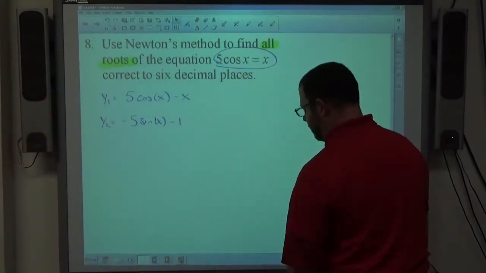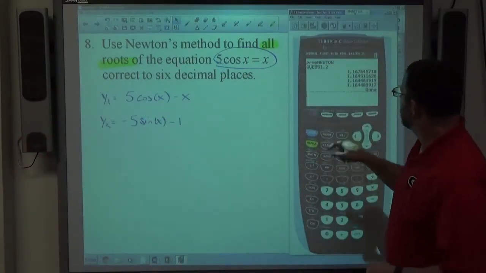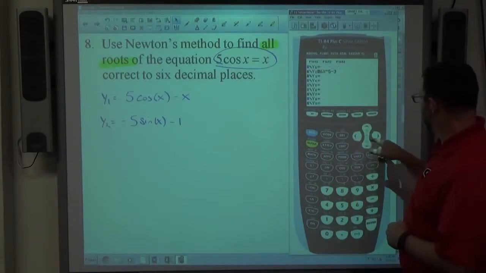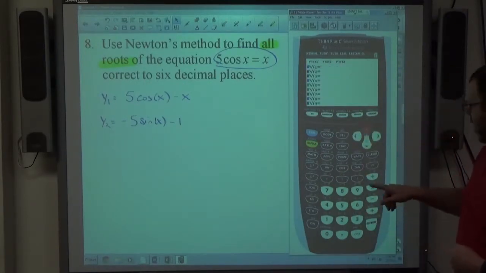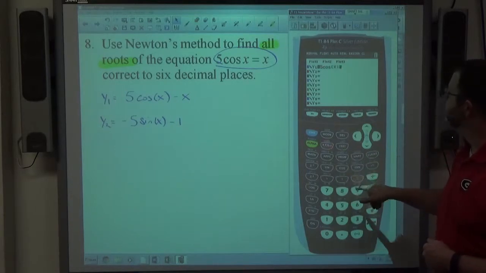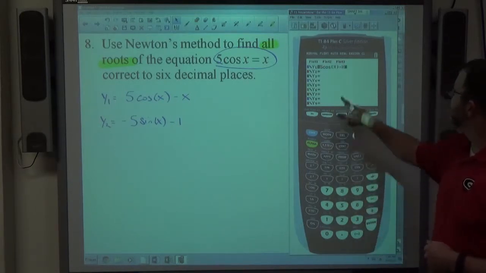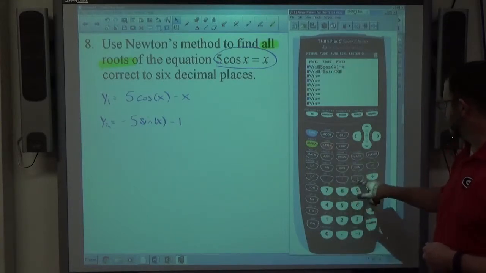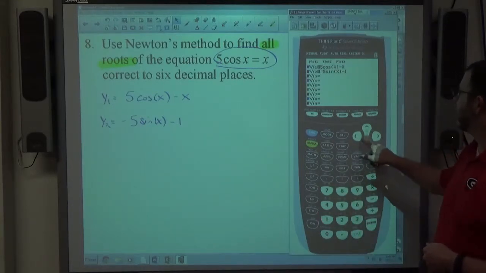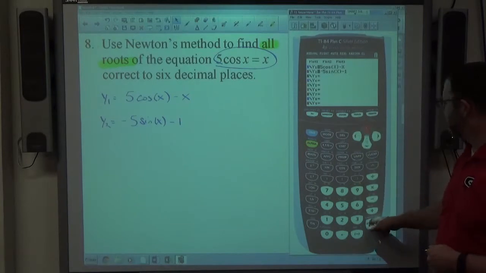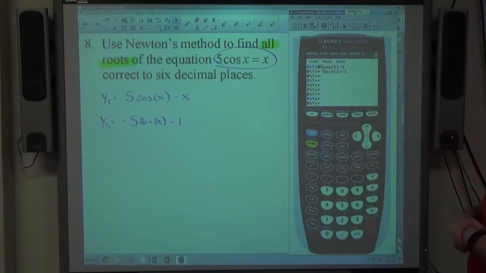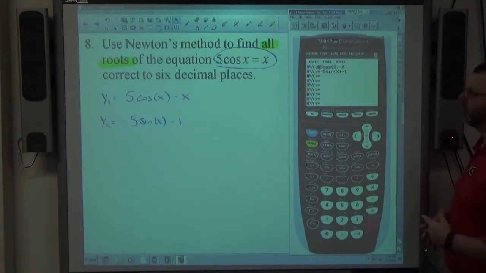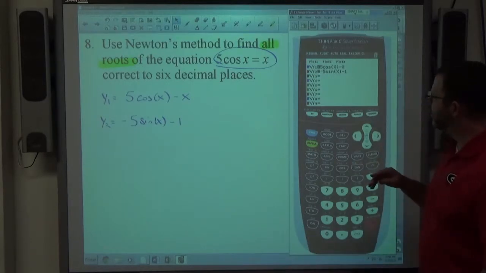So if I begin by typing in, clear that out, 5 cosine of x minus x, making sure we're still in radians, which I am. I got negative 5 sine of x minus 1. Something I forgot to do on the last one: if you turn off the second one, because we're trying to solve the top one there, then you won't have to deal with the second one being graphed.